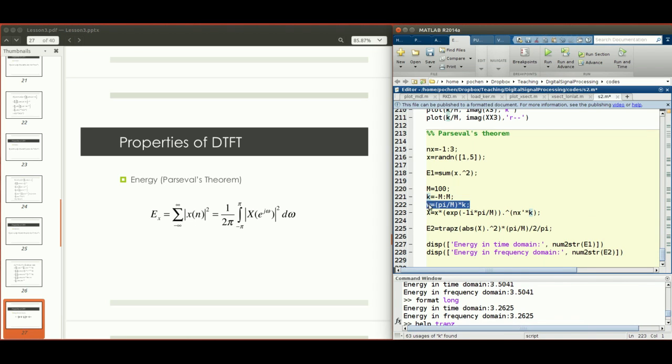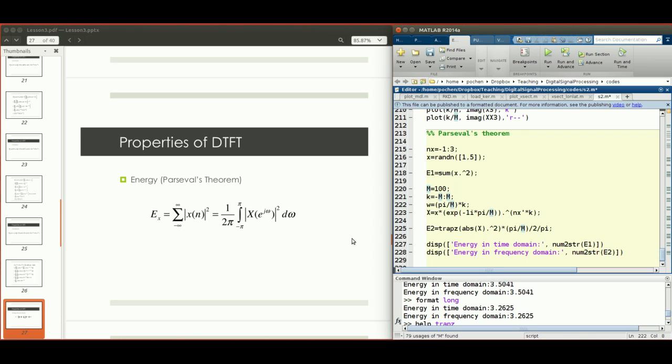That's our frequency axis, that's the horizontal axis for big X. So the interval is pi divided by big M. It's not 1, right? It's pi divided by big M.